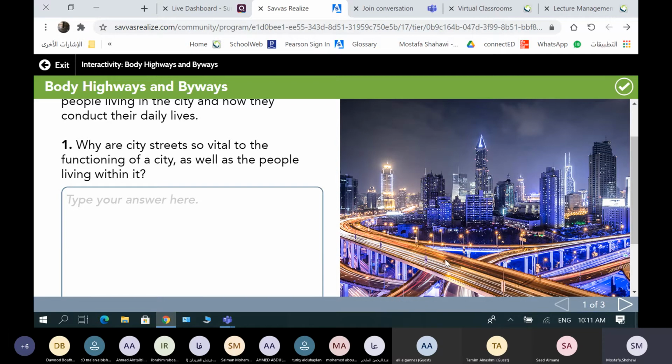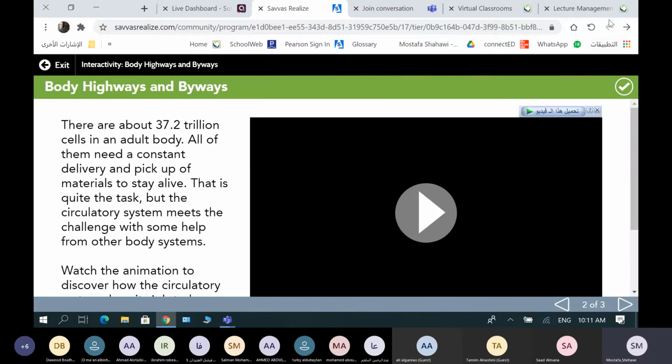So here it's so vital. Streets are so vital for the city and also for the people living in the city. The same applies for the blood vessels or circulatory system. You can't survive without your circulatory system, the transporting system in your body. Thank you, Ali.